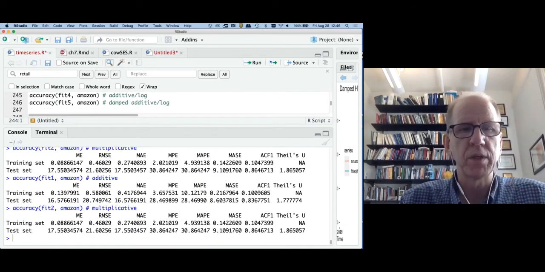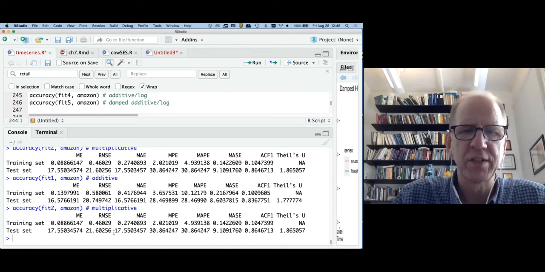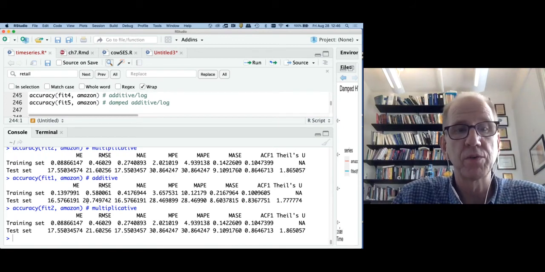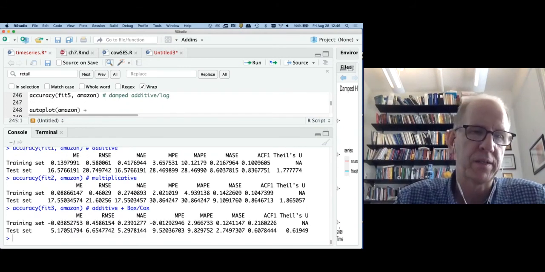If I look at the multiplicative model, you'll see it actually gets a little bit worse. So RMSE goes from 20.7 to 21.6. Mean absolute error gets worse. Mean percent error gets worse. MAPE gets worse. So Model 2's pretty bad, as we already suspected.